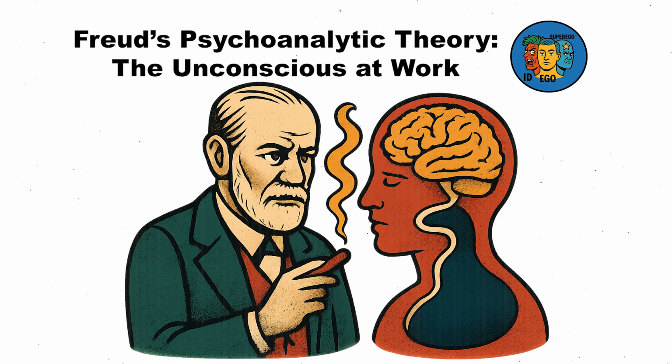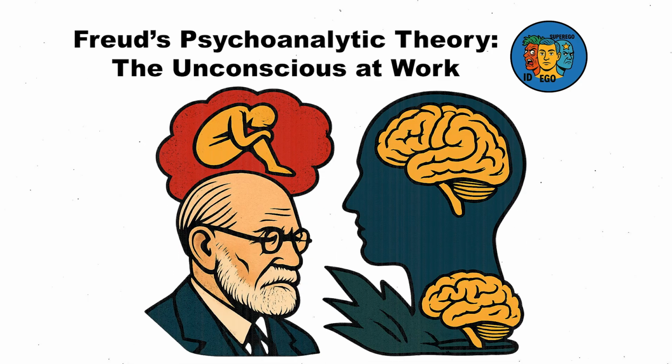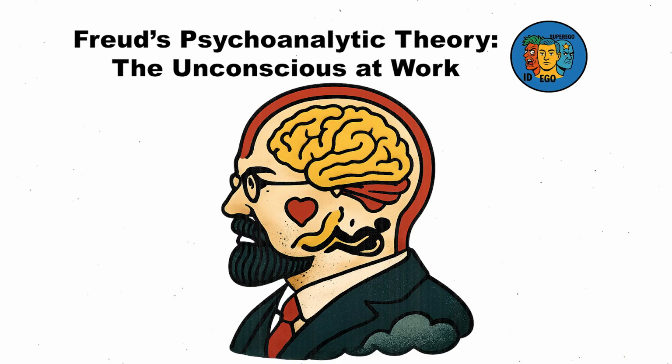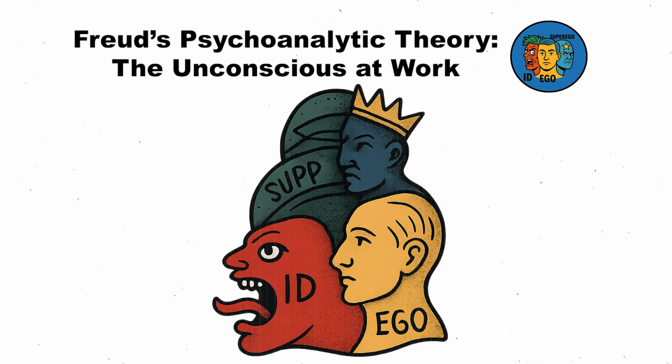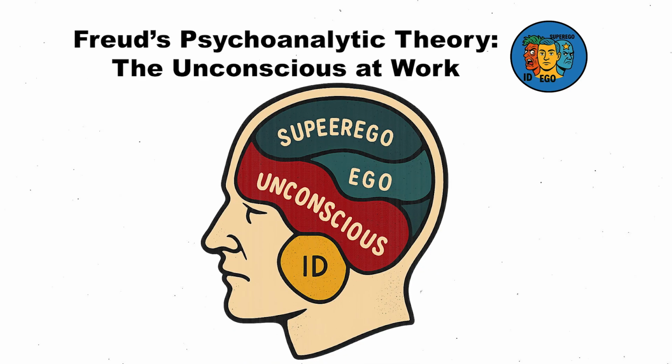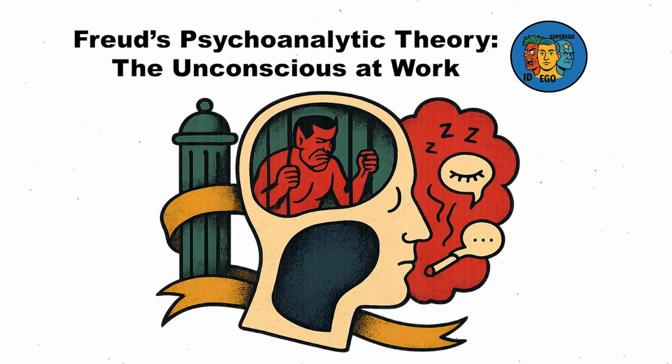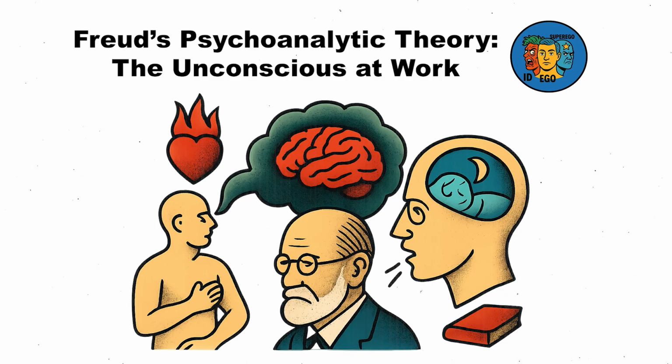He divided the mind into three forces: the id, seeking instant pleasure, the ego, balancing reality, and the superego, enforcing morality. Most of our conflicts, Freud argued, come from the tension between these forces. When desires clash with social rules, the mind represses them, pushing them into the unconscious, where they influence dreams, habits, and even slips of the tongue.